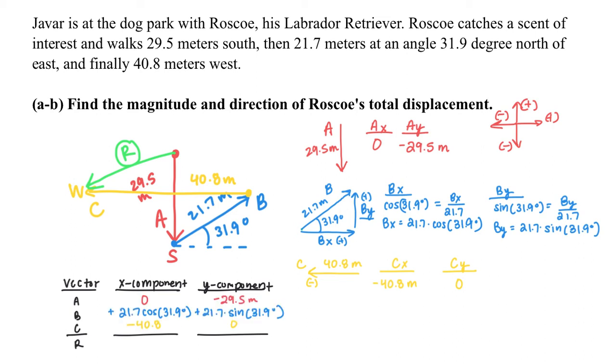And now I'll go ahead and add all of the x components separately and then the y components. That will give me a resultant vector of negative 22.4 meters in the x direction and then negative 18.0 meters in the y direction. Okay, so now that I've solved for the x and y components of my resultant vector, I can go ahead and find the magnitude using the Pythagorean theorem and the direction using tangent inverse. Pause the video and see if you can solve the rest here on your own before proceeding.